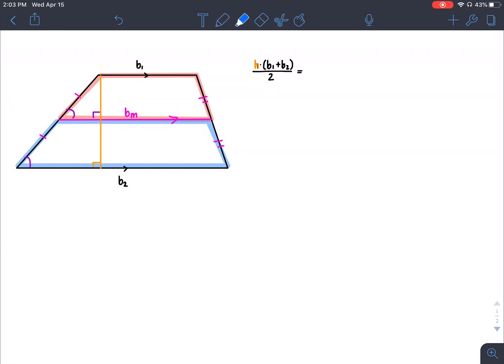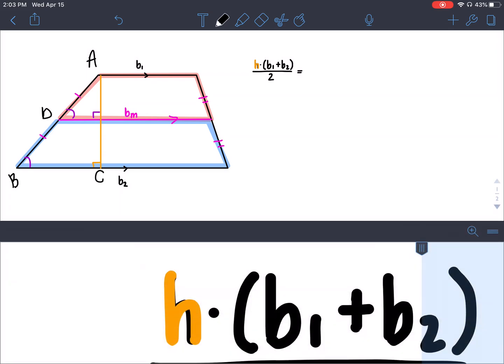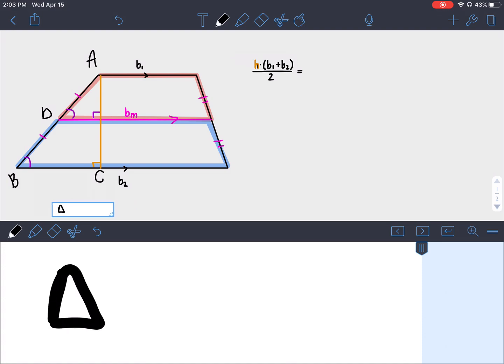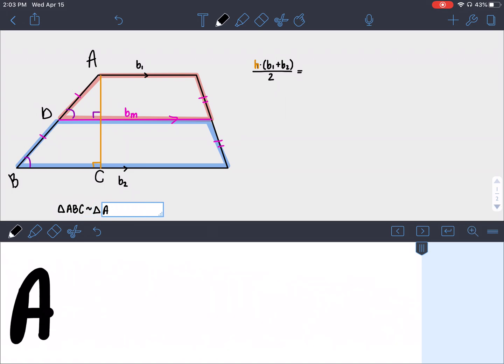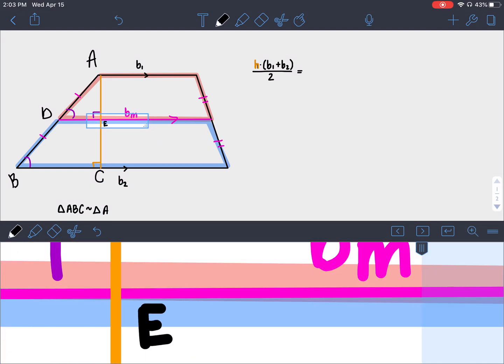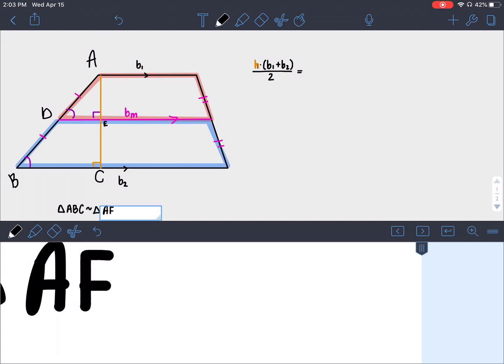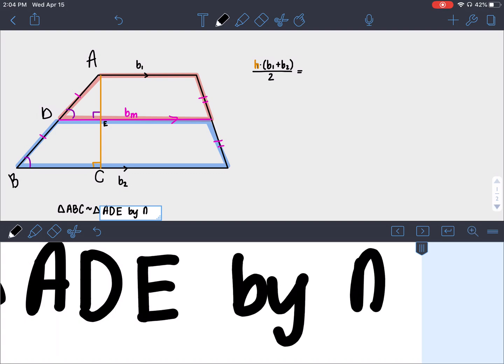So now I know these two triangles. I'm going to put letters there just to help us. A, B, C, and then D. So now I know triangle ABC is similar to triangle A, E, D. Letters are important. By angle similarity.